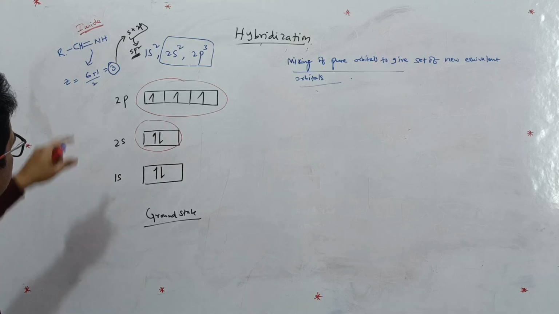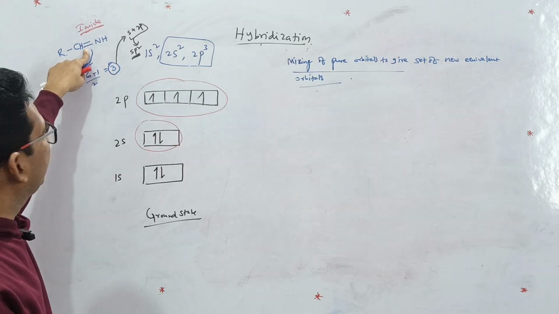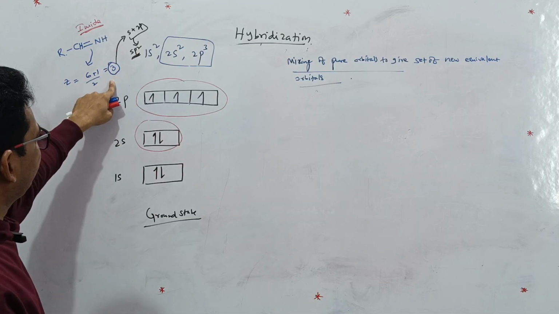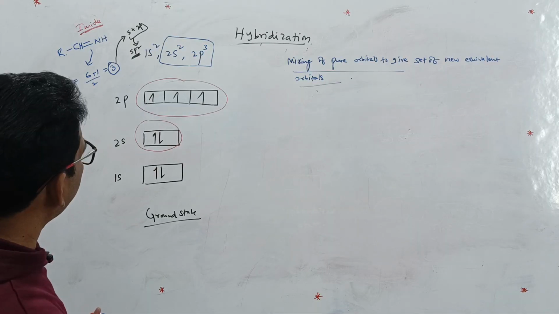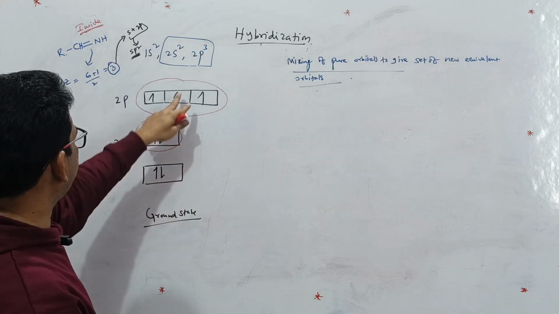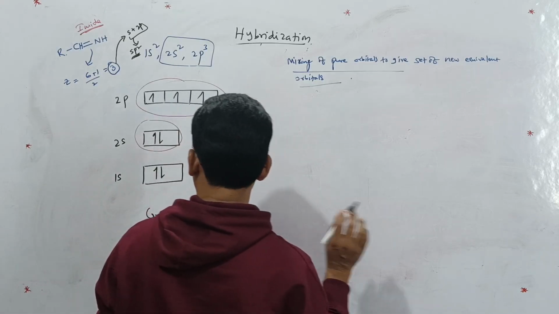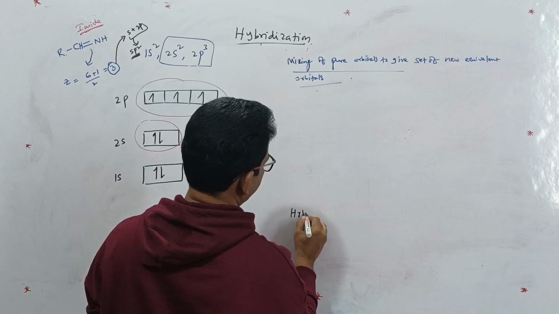Okay, it means this nitrogen, especially when it is attached to the double bond, is showing sp2 hybridization. Now you can see sp2 hybridization. How are we going to write it? The ground state will remain the same. Then you can take the excited state, not there for this one. Then you can see the hybridized state.